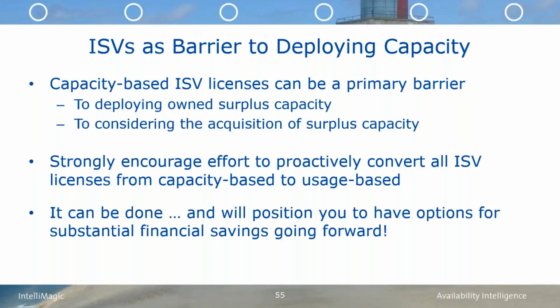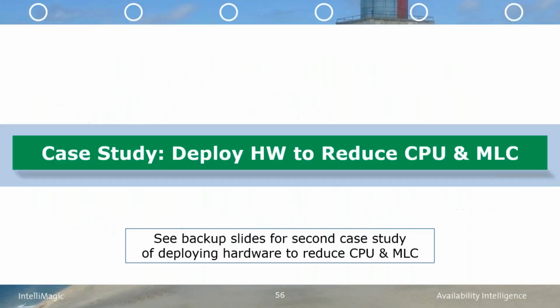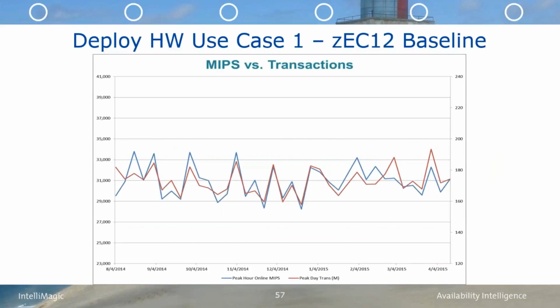So I encourage you to tackle that proactively and aggressively. At my previous employer, we converted all ISV contracts to be either enterprise or usage-based. It can be done, and it will position you to have options for substantial financial savings going forward. I'm going to conclude with a use case showing the impact of deploying hardware on processor cache efficiency and CPU consumption. And there's a second use case in the backup slides.